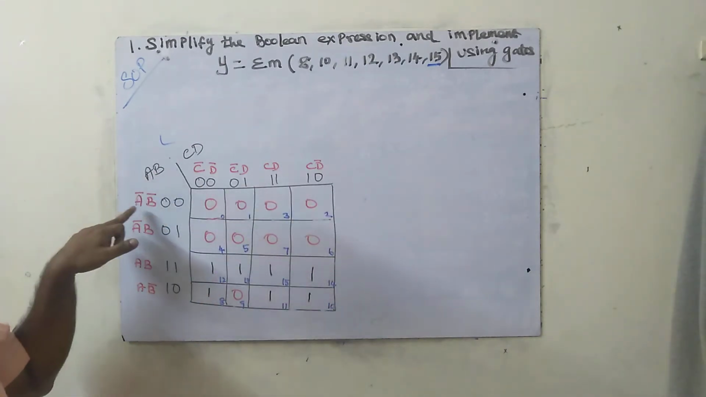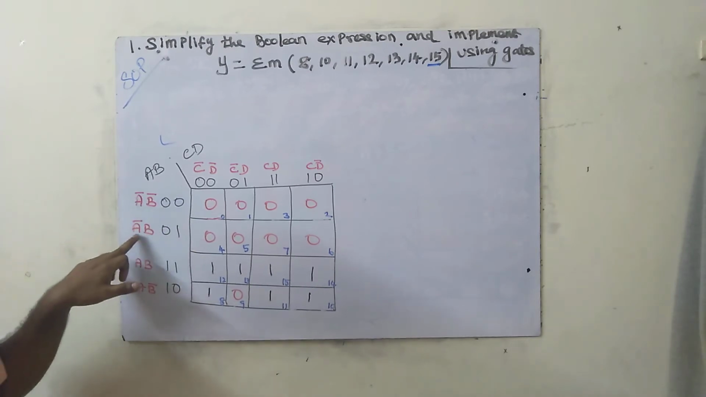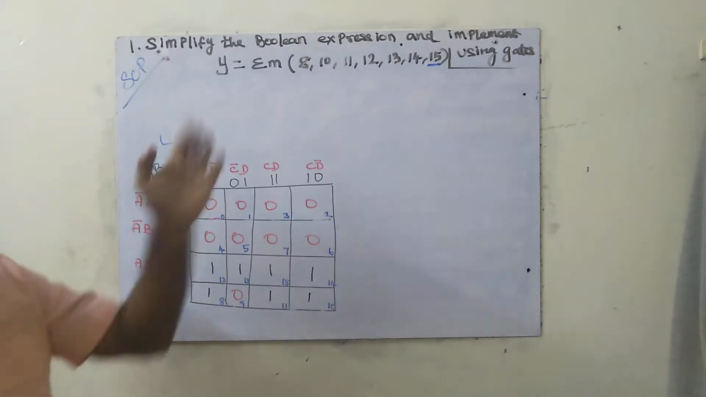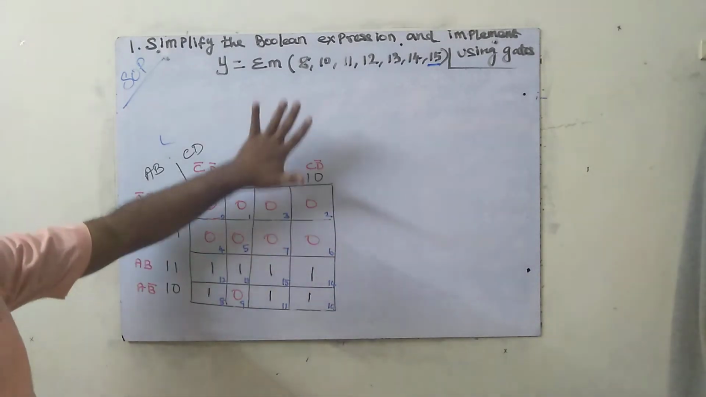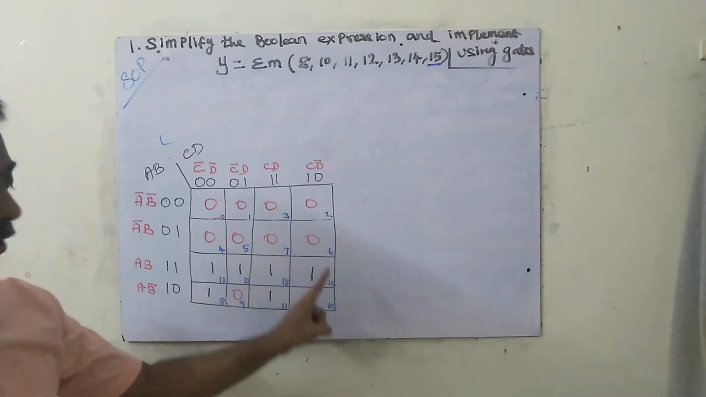In this A bar, B bar, in POS method we will put A, B for 0. Here it will be A, B bar like this. I will explain the POS method. Otherwise, all the remaining are the same for the SOP and POS methods. Up to this point is the same. Now I have to box all the ones.